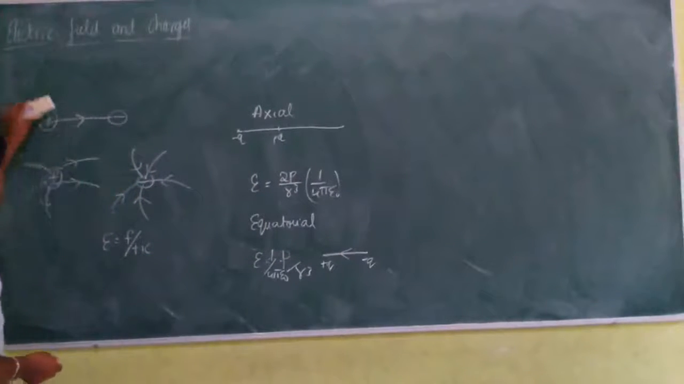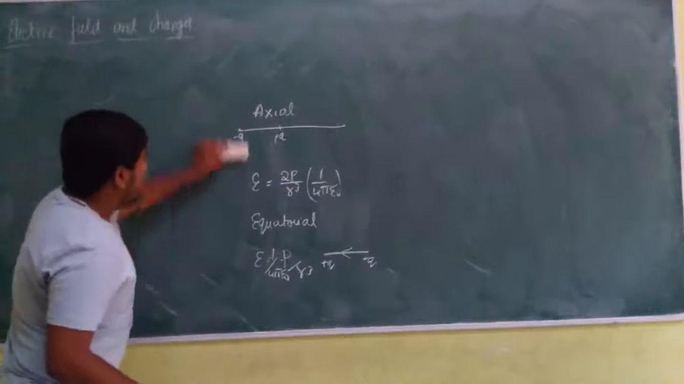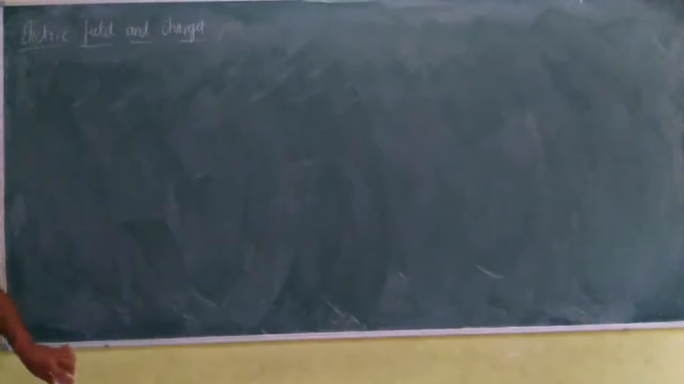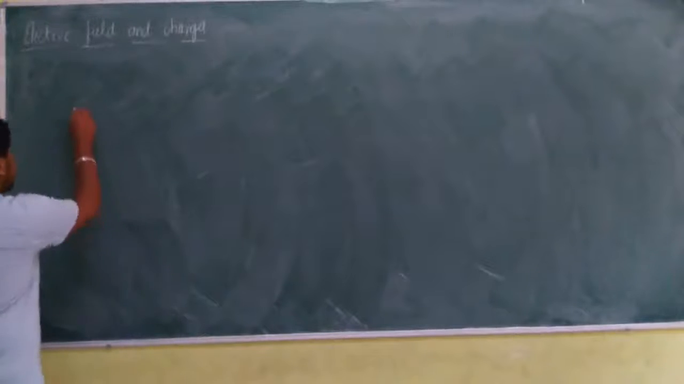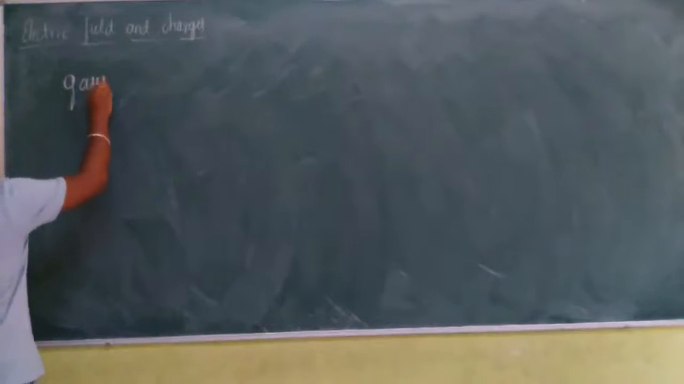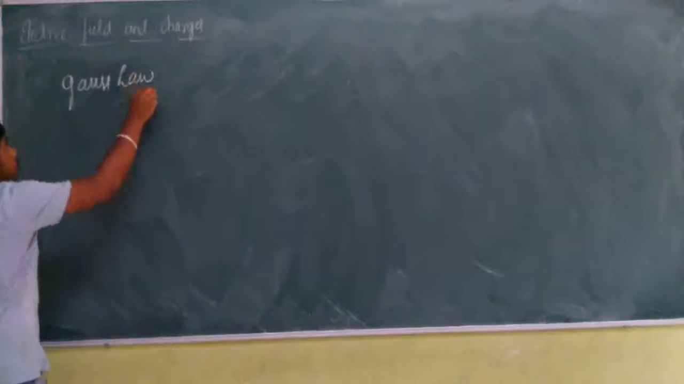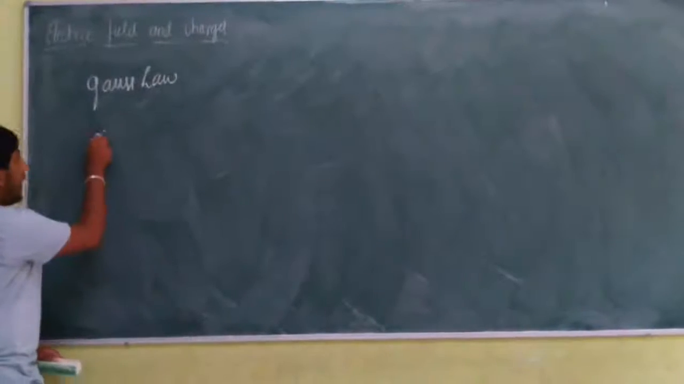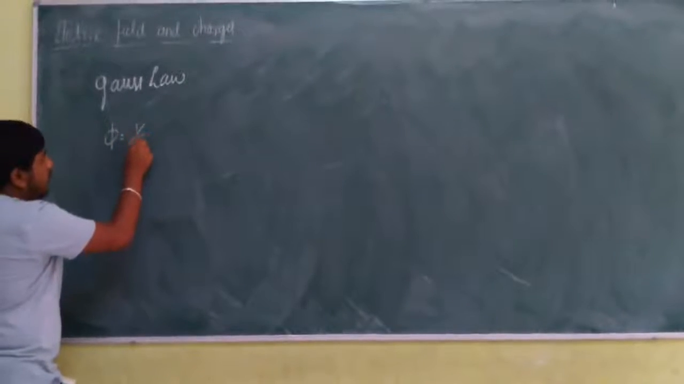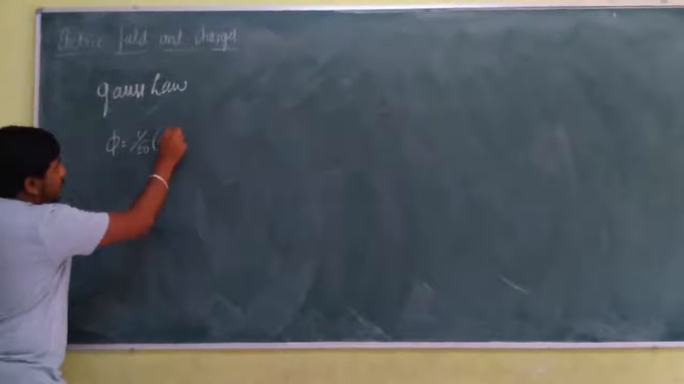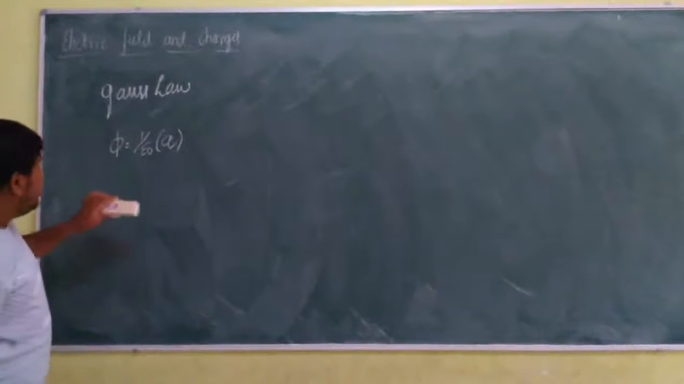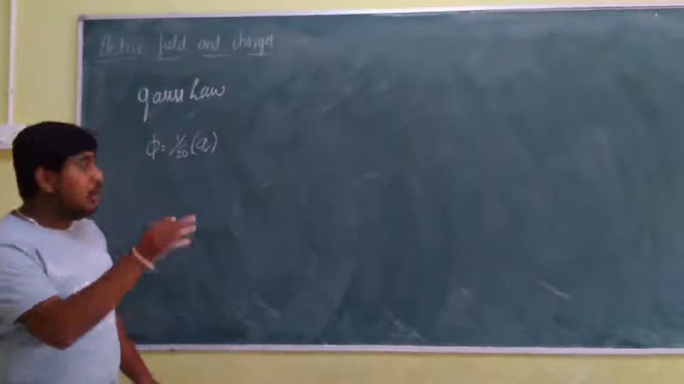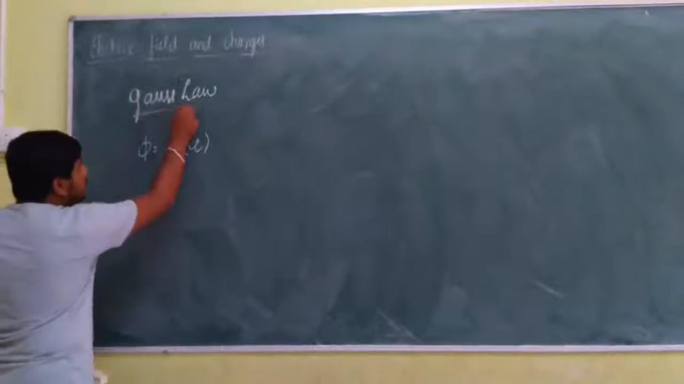After learning this much, we came across Gauss law. So what was Gauss law? Gauss gave an expression that electric flux is equal to 1 by epsilon naught times the net charge enclosed. This was the formula given by Gauss: the total electric flux is equal to 1 by epsilon naught times the net charge enclosed by the Gaussian surface.